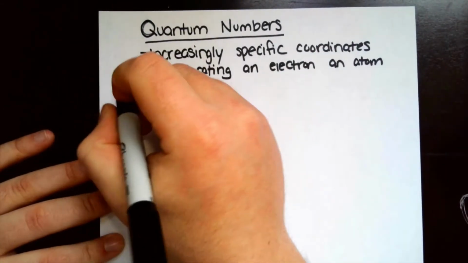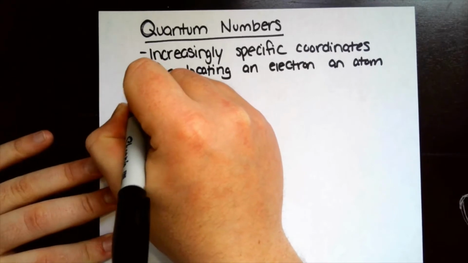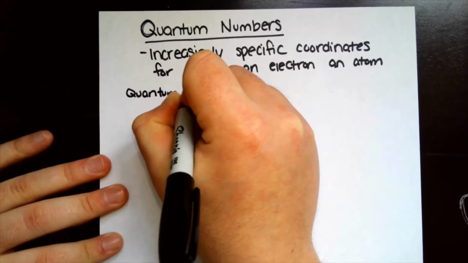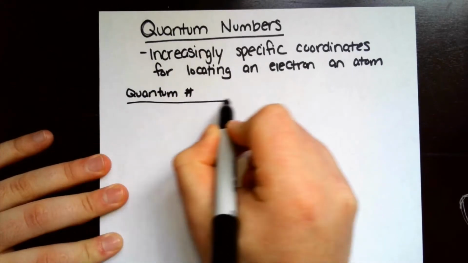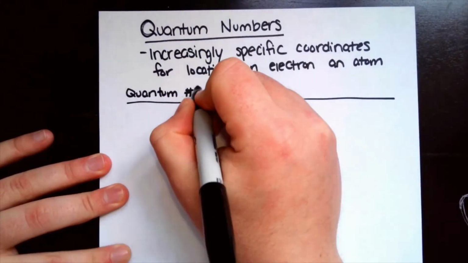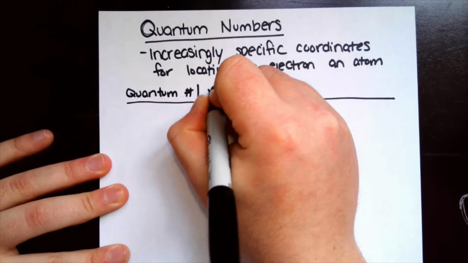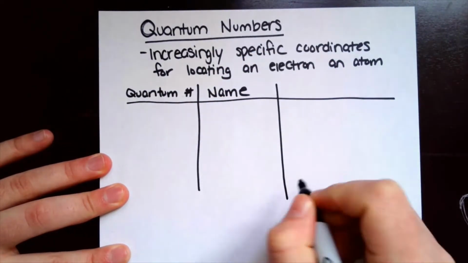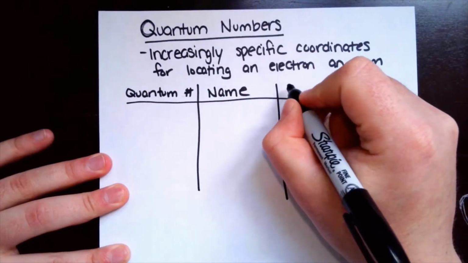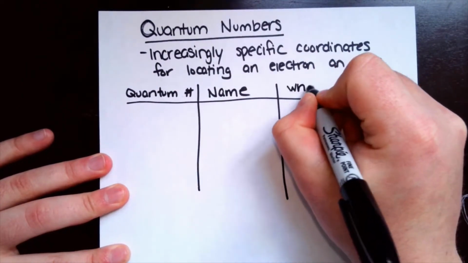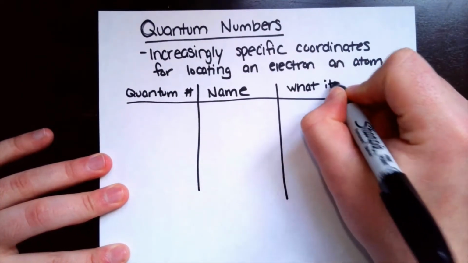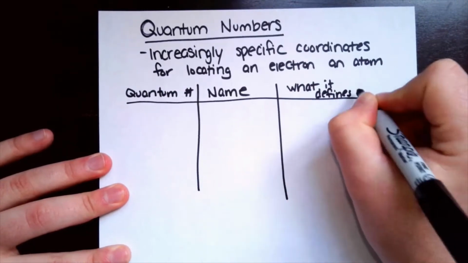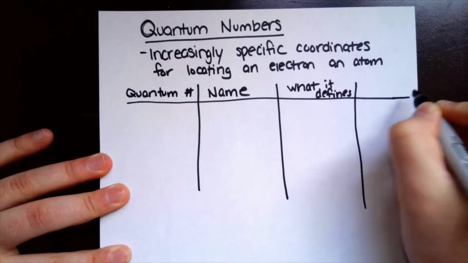Now, I'm going to set up a little table. So quantum number, name, what it defines, and then possible values.